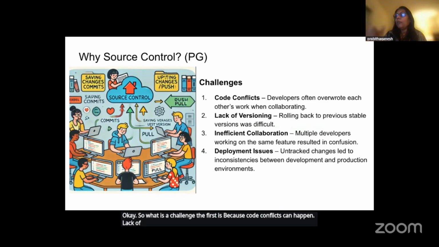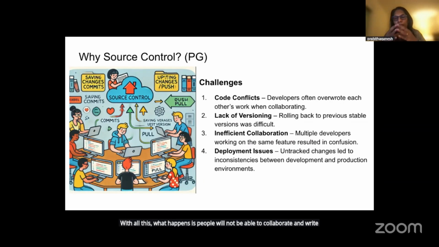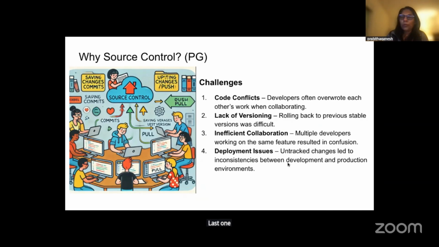So what is the challenge? The first is that code conflicts can happen. A lack of versioning can happen. With all this, people will not be able to collaborate and write on the project together.